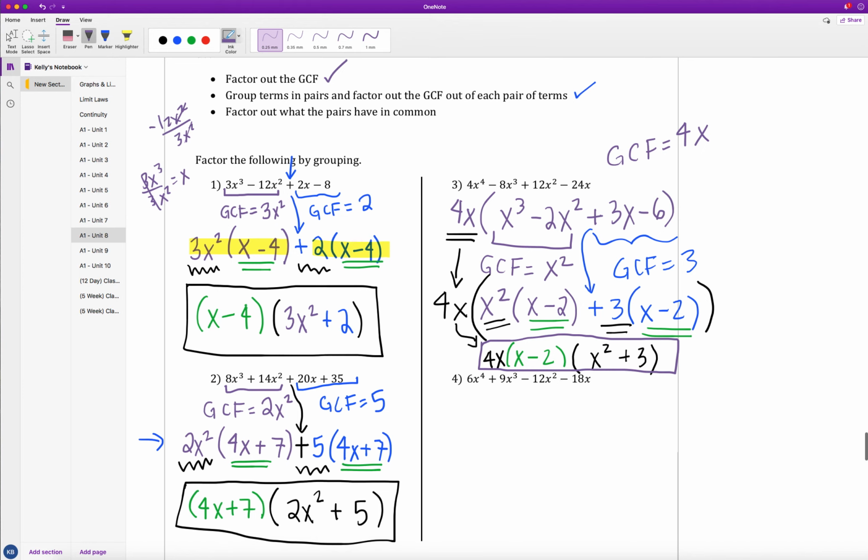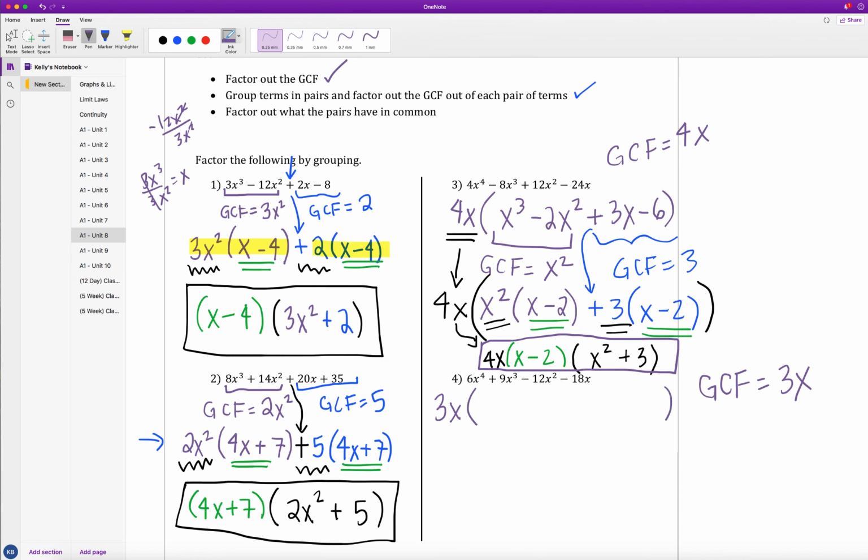Okay, let's look at example 4. In example 4, it says 6x to the 4th plus 9x cubed minus 12x squared minus 18x. Is there a greatest common factor that all 4 of those have in common? All 4 of these do have a greatest common factor, and that greatest common factor is going to be 3x, since each one at least has an x to the first and 6, 9, 12, and 18 are all divisible by 3. So we can go ahead and factor out that greatest common factor at the beginning.